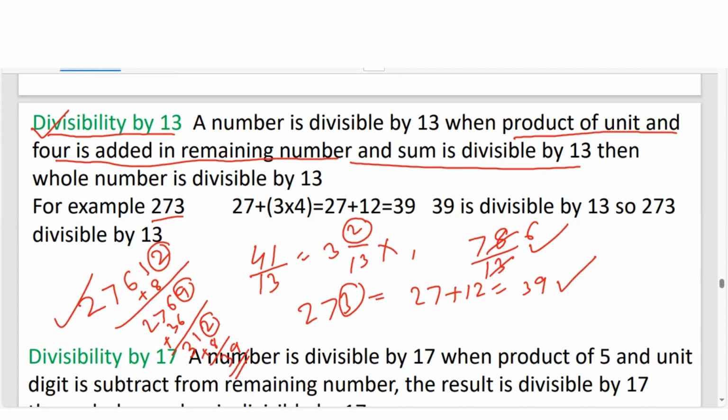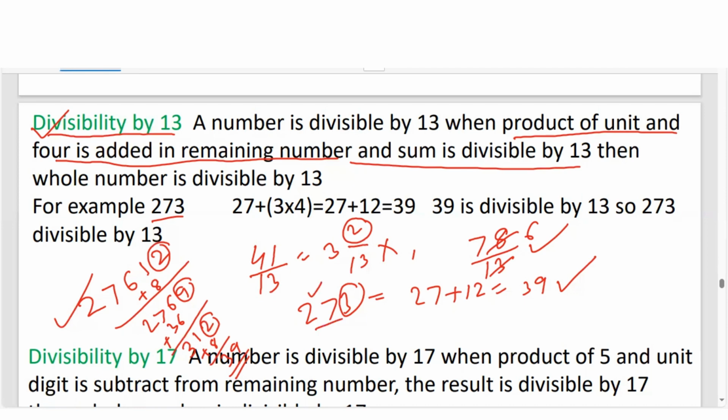Just like I have given one example of a 3-digit number, 273. Here unit is 3, so the remaining number is 27. So unit into 4, 3 into 4, 12. Add to the remaining number 27, you are getting 39. 39 is very easy to check if it is divisible by 13 or not. 13 3s are 39. Yes, divisible. So this number is divisible by 13.